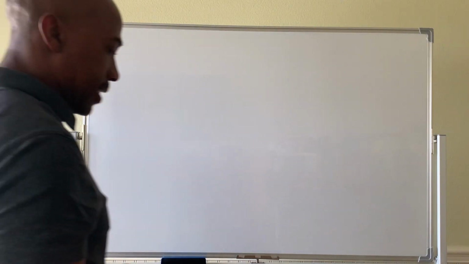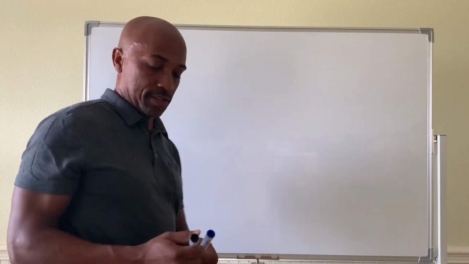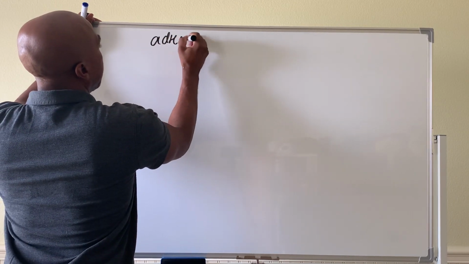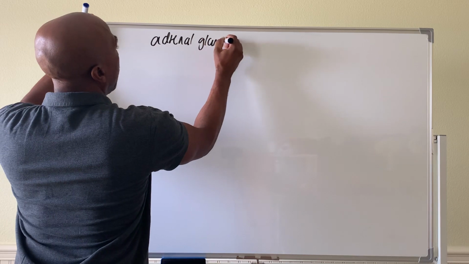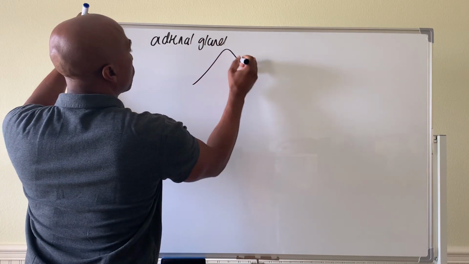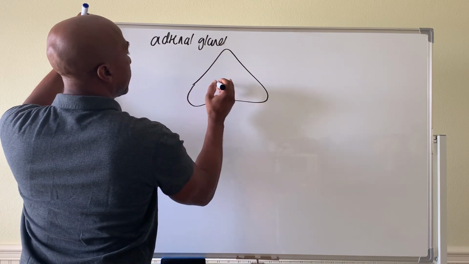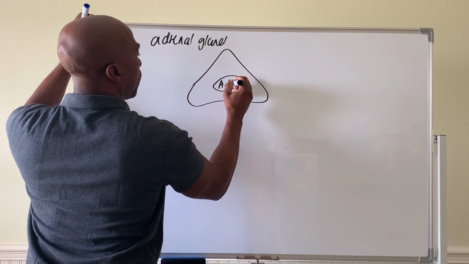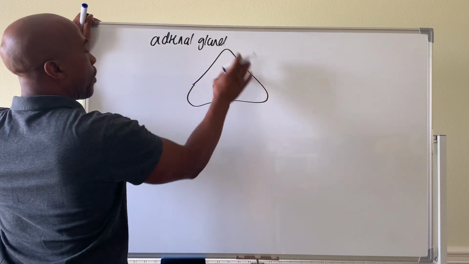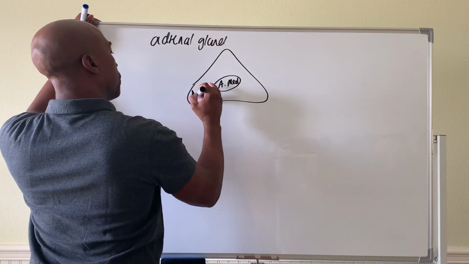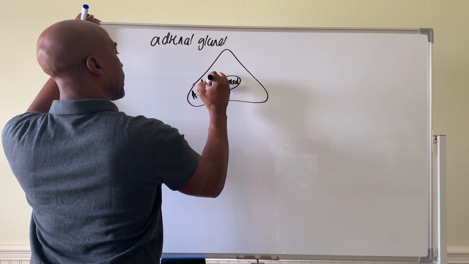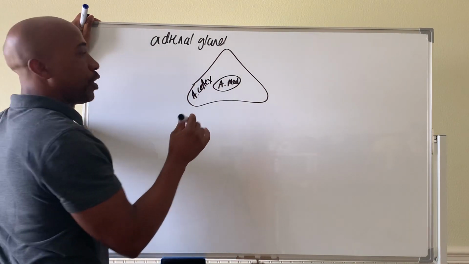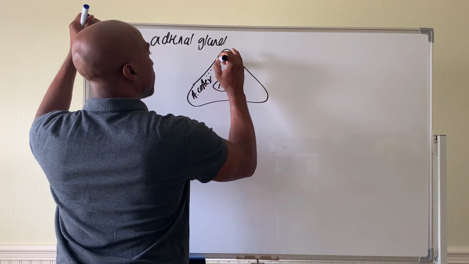Okay, let's now discuss the adrenal gland. Your adrenal gland sits on top of your kidneys. There's a center part we call your adrenal medulla, and then the outer part is the adrenal cortex. And this cortical part has three zones to it. There's an outer zone here.